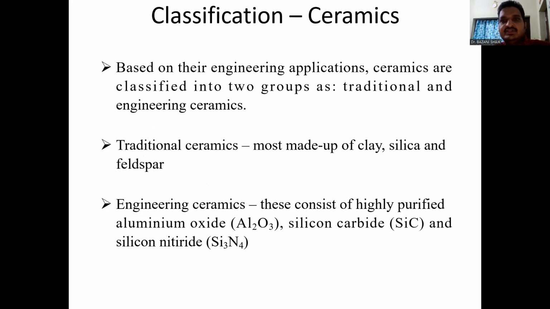And coming to classifications, ceramics are divided into two groups, that is traditional and engineering ceramics. Traditional ceramics are mostly made up of clay, silica, and feldspar. This is the natural ceramics. And coming to engineering ceramics, these consist of highly purified aluminum oxide, Al2O3, silicon carbide, SiC, and silicon nitride. These three take a major role in engineering ceramics for manufacturing.